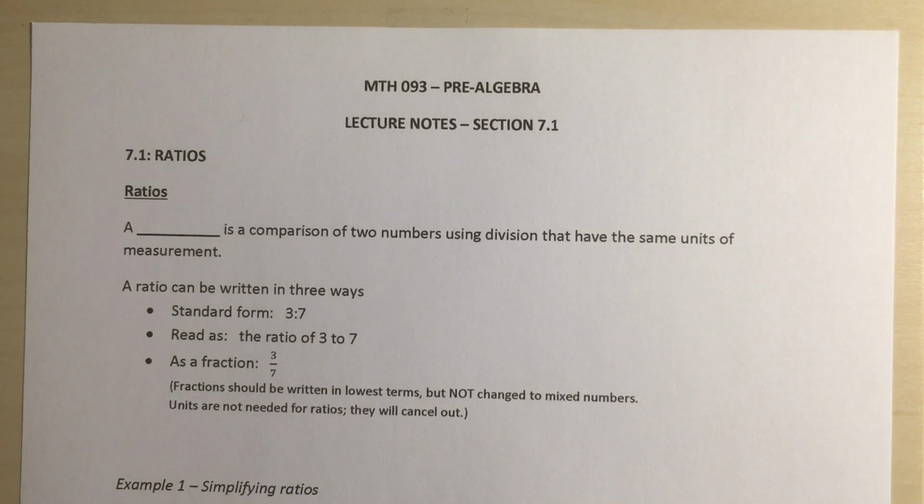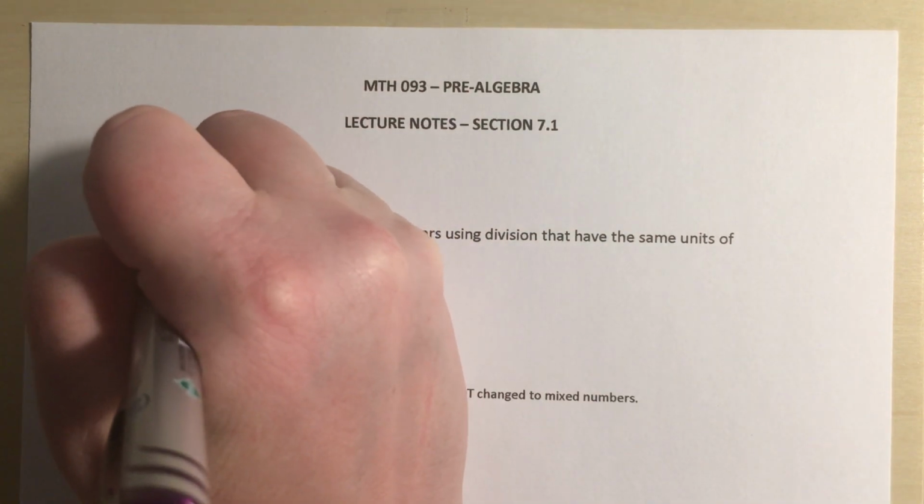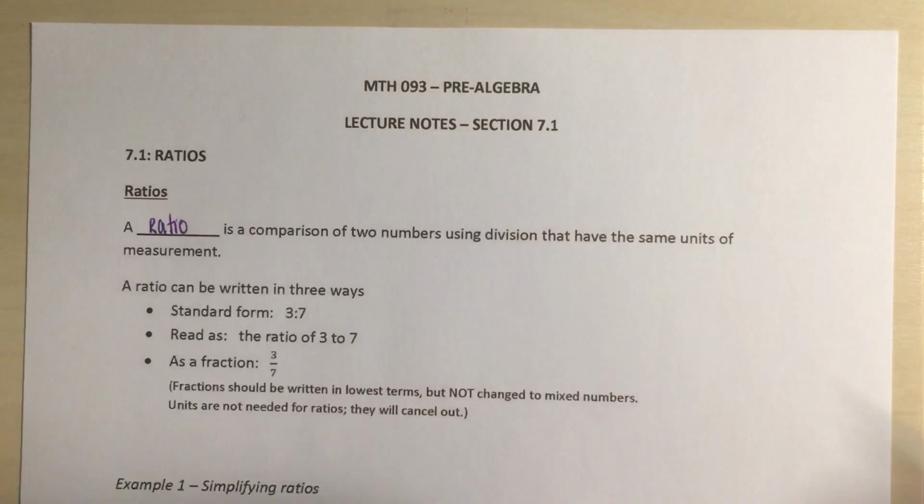Today we are going to start section 7.1 and we're going to talk about ratios. We're going to cover some basic definitions and then talk a little bit about simplifying ratios. So to begin with, a ratio is a comparison of two numbers using division that have the same units of measurement. As we proceed on to the next section, we're going to talk about ratios and compare them to rates, and we'll kind of mention that as we're going through these first few examples.